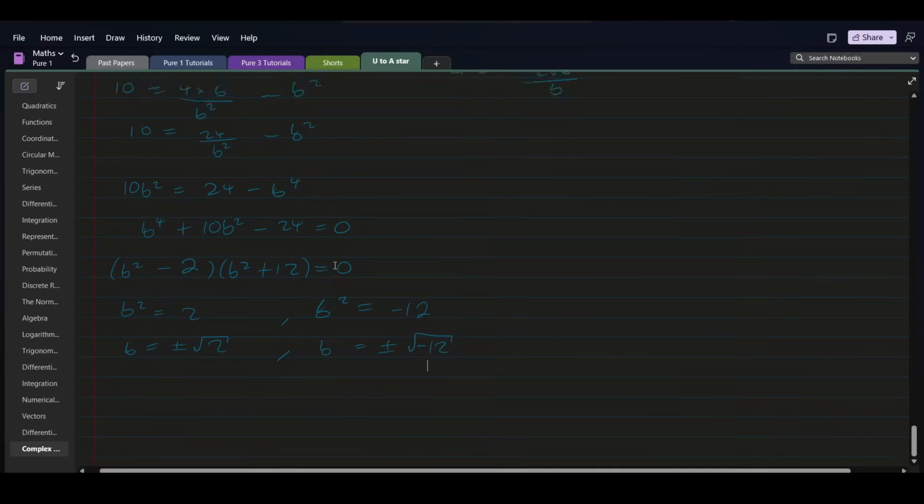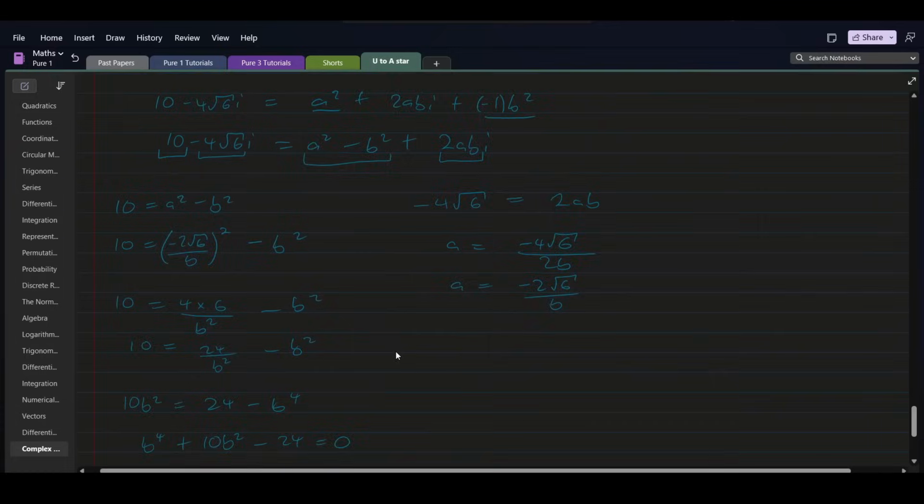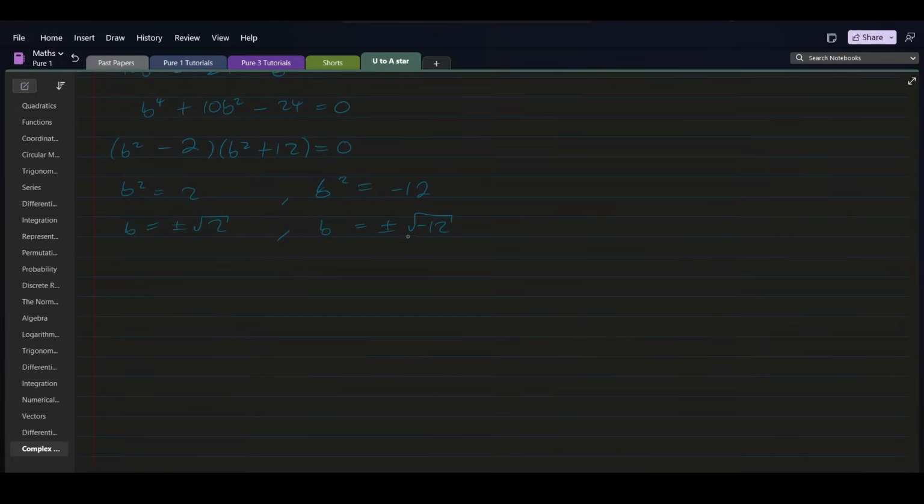Note that in the stem of the question, they have mentioned that a and b are real. So it means that over here, we've got the square root of -12. We know that this will result in an imaginary number. So we disregard that solution since they've told us that a and b must be real numbers, not imaginary numbers. So we stick to b is equal to plus or minus root 2.